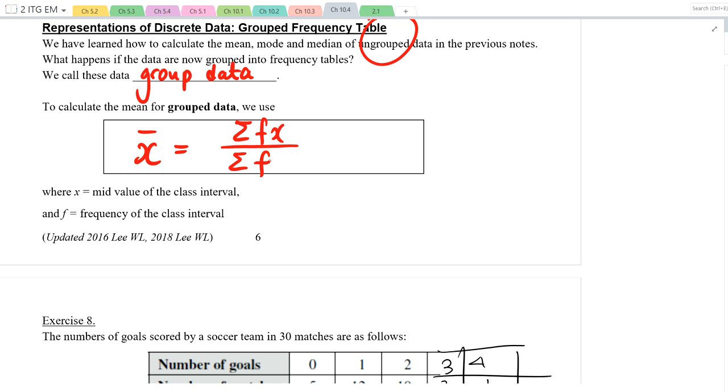But there is a problem now. When I group the data, for example, I say that there are 10 people who failed, 20 people who passed. What is the average? Can you tell me the average if I don't tell you the exact values that they have? That will be our challenge. Okay, so we can only obtain an estimate.